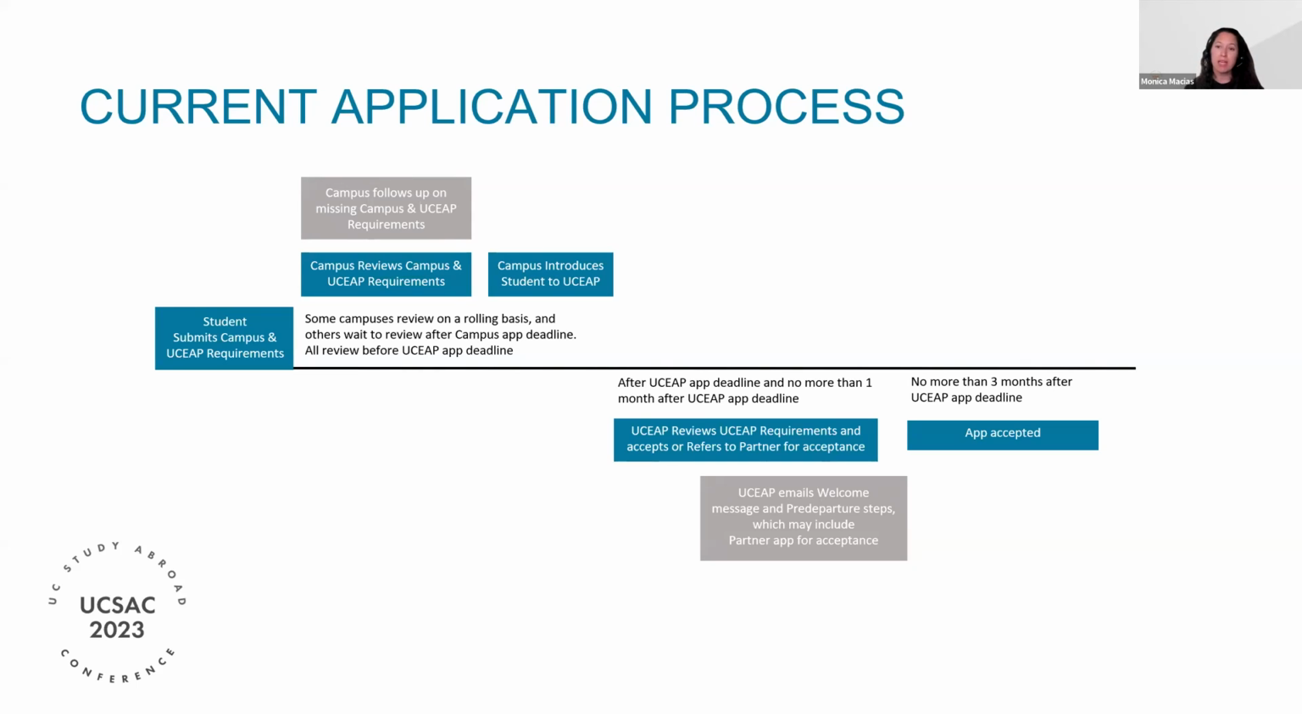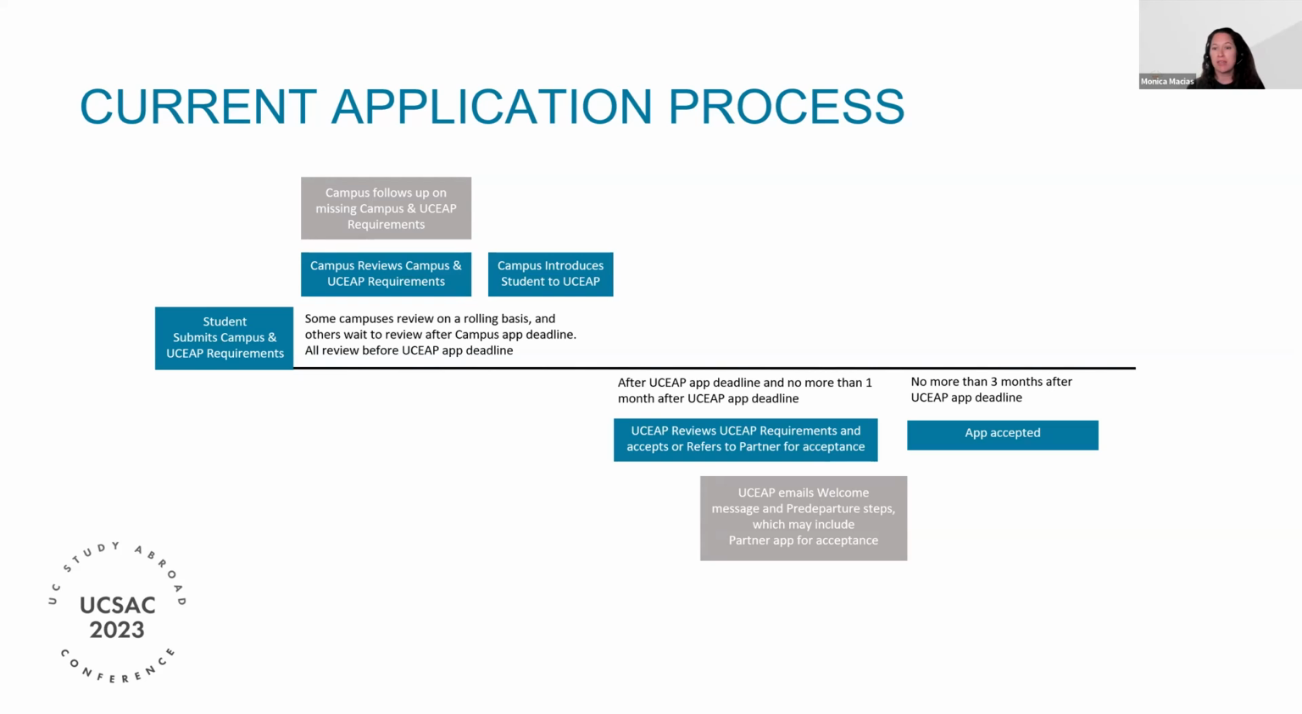The process at each campus varies, as do the requirements and application deadlines. At some campuses, applications are reviewed on a rolling basis, while at other campuses, staff wait to do their review after the campus application deadline has passed. Either way, they are all reviewed before the UCEAP application occurs. And once the application is complete and the campus has confirmed that all requirements have been met, the application is handed over to UCEAP.